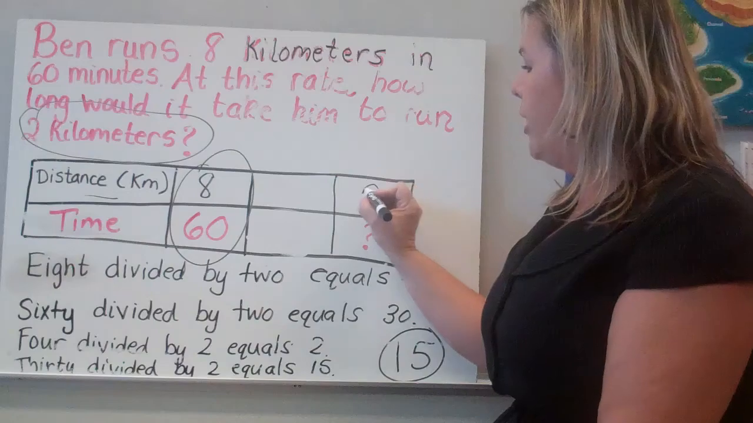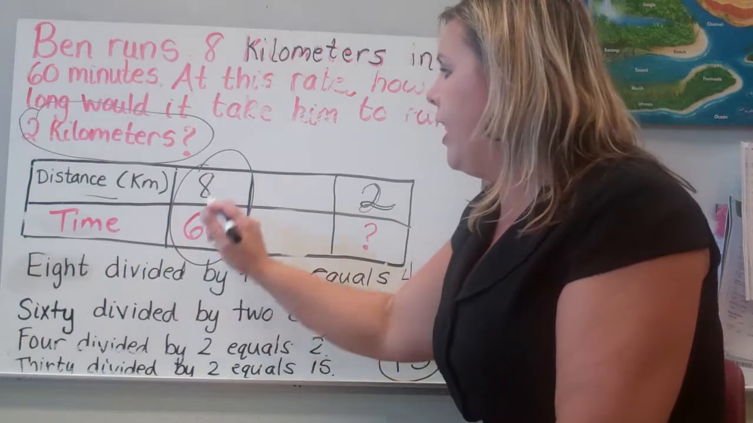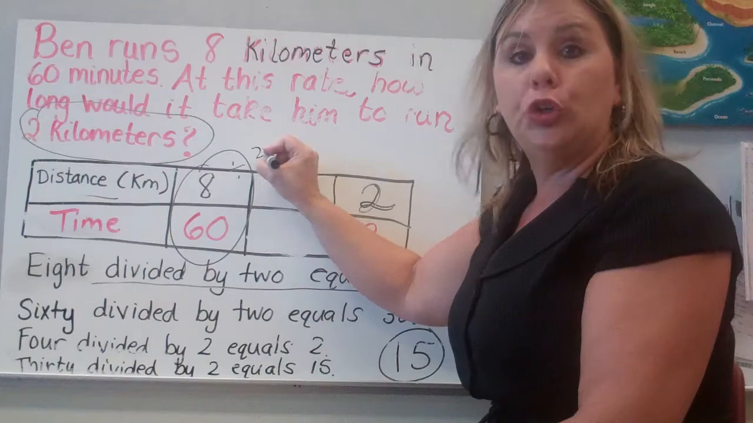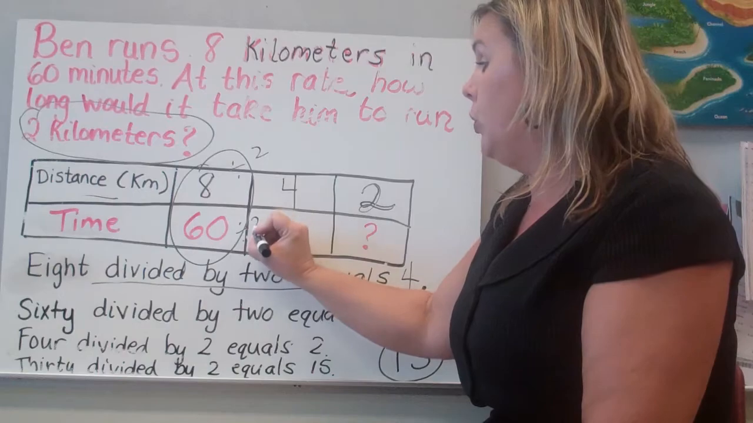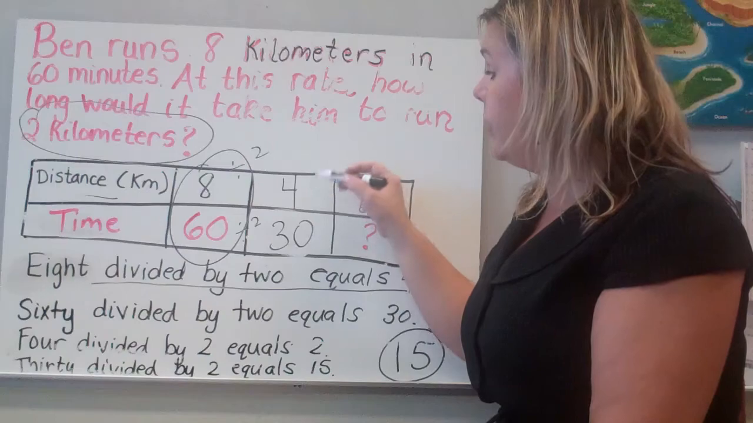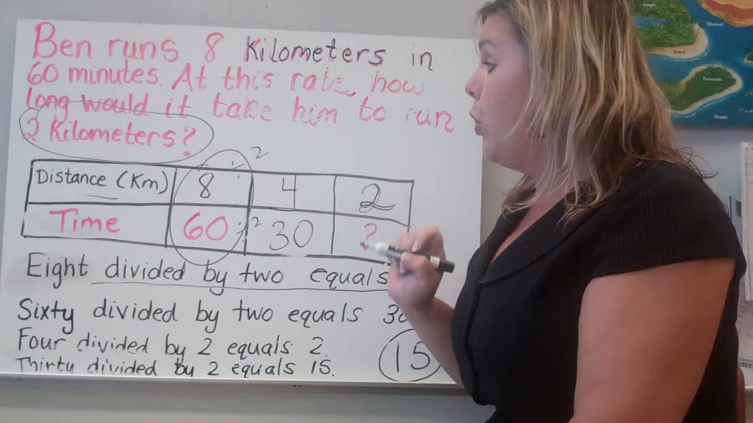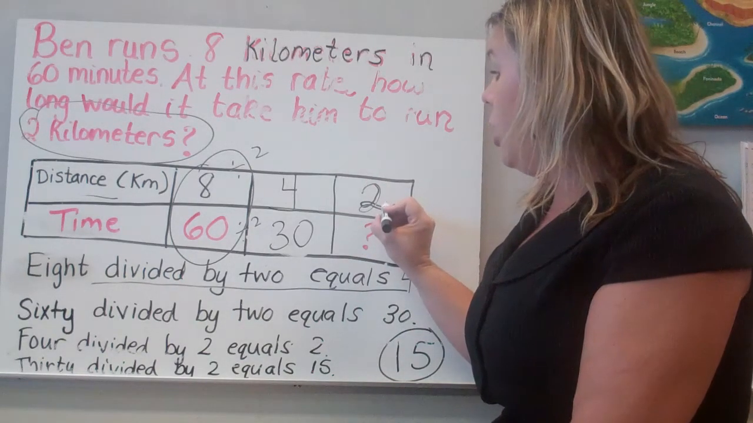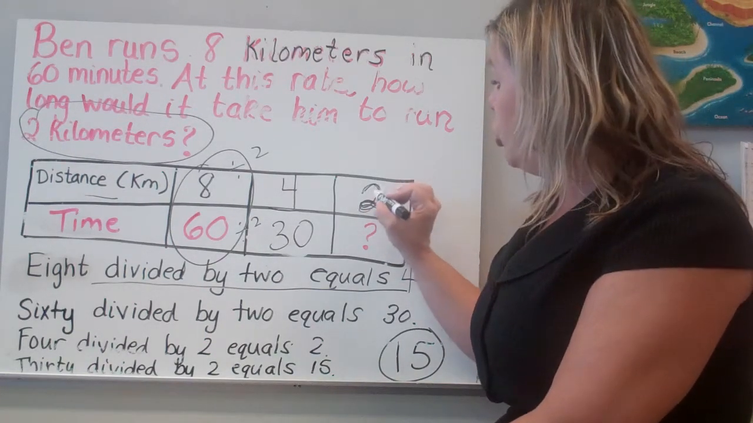So we're trying to figure out now how to get to this 2. Well, if you go ahead and have this, 8 divided by 2 equals 4. And 60 divided by 2 equals 30. Okay, so we basically just cut this in half. So he can run 4 kilometers in 30 minutes. That we know. We're trying to figure out here how long it takes him to run 2 kilometers.